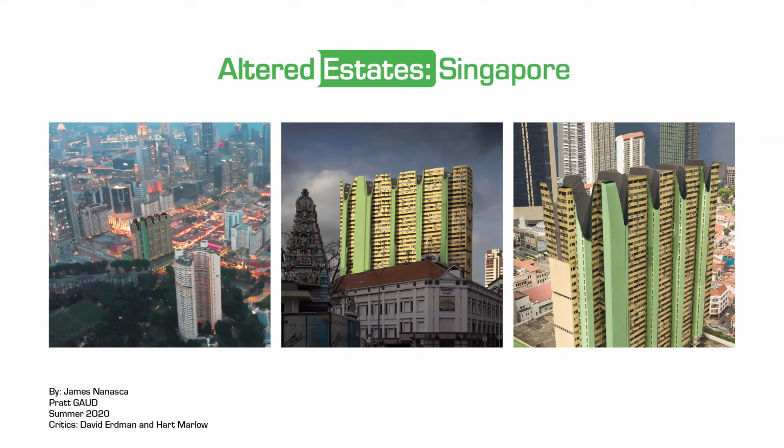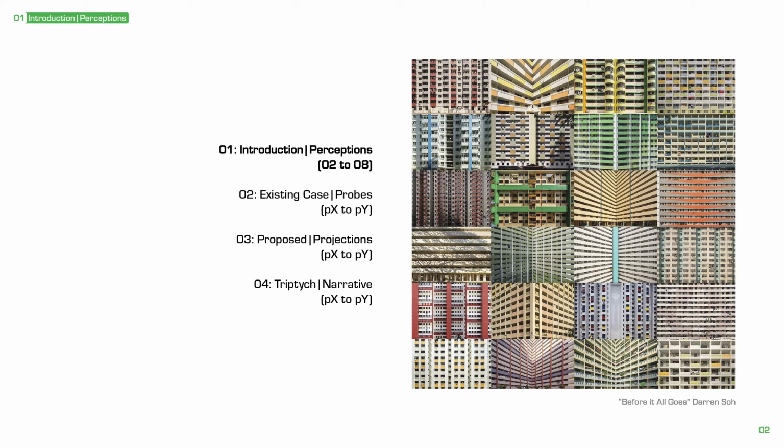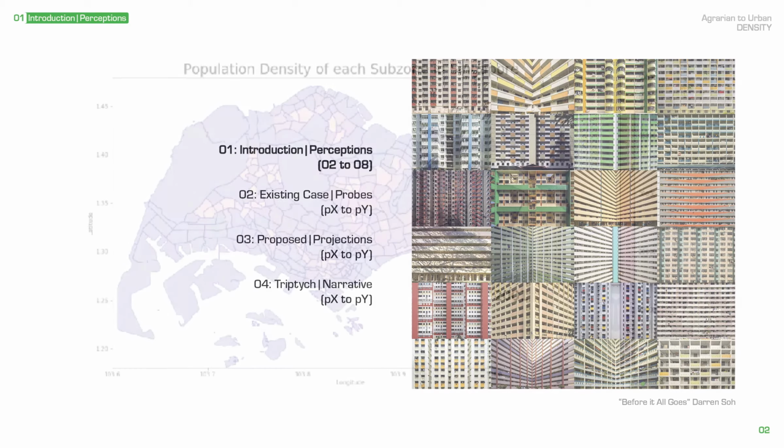Today we're going to look at what's at stake for hyperdense cities such as Hong Kong and Singapore, then look at our method of analysis in our probes and projections, then arriving at the analysis of our triptych.